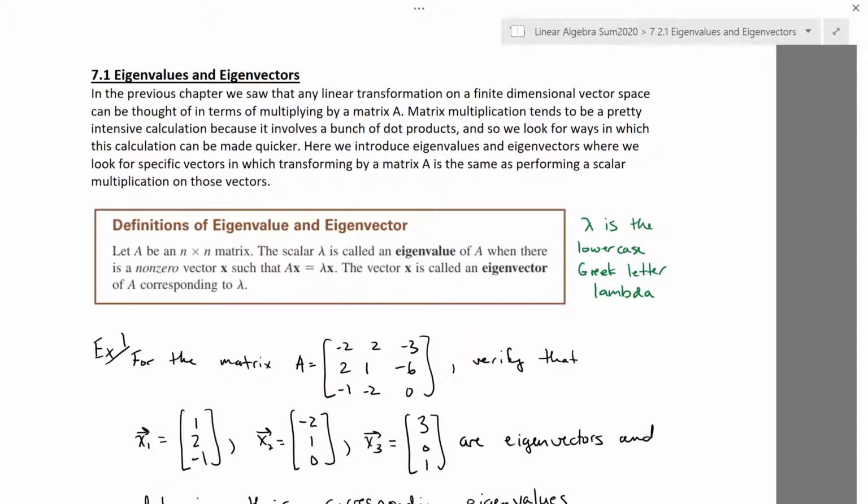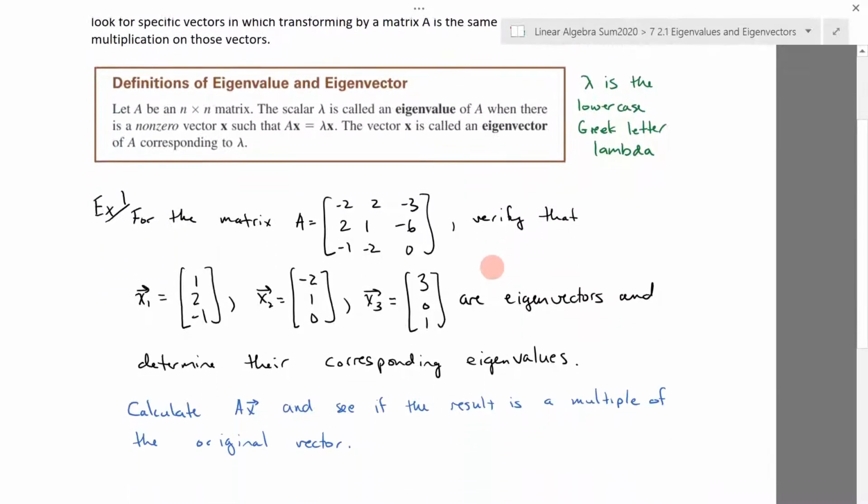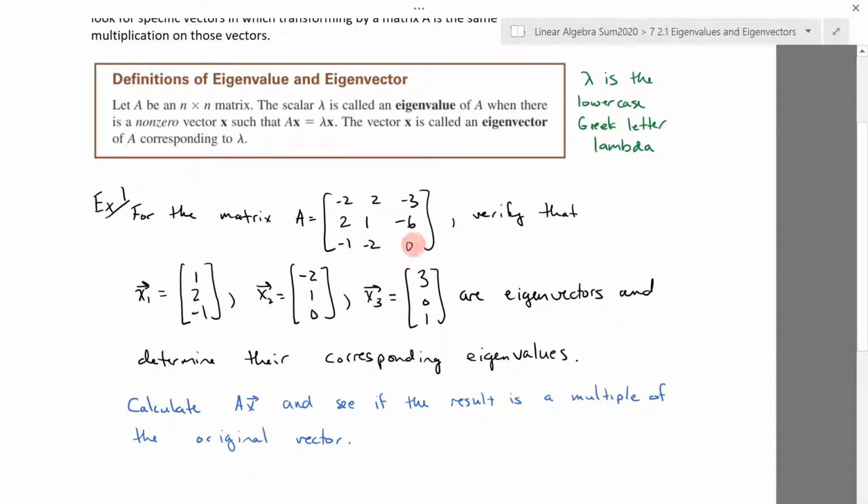So for example, here we have a 3 by 3 matrix A, and you're given 3 vectors x1, x2, and x3. The claim is that each of these 3 vectors are eigenvectors. You can notice that they're different vectors, and not only that, the 3 vectors are linearly independent from each other. So we want to verify that these 3 vectors are actually eigenvectors, and in the process determine the corresponding eigenvalue that goes with each vector.